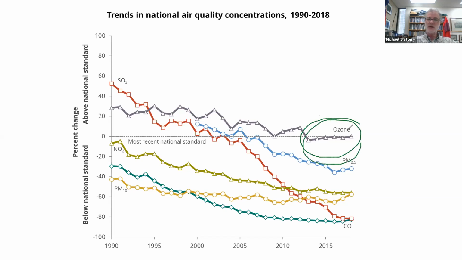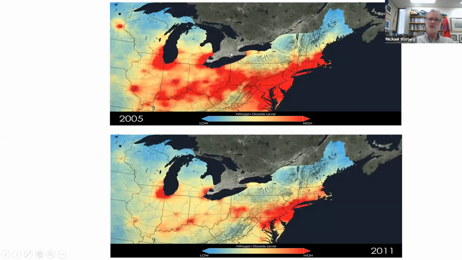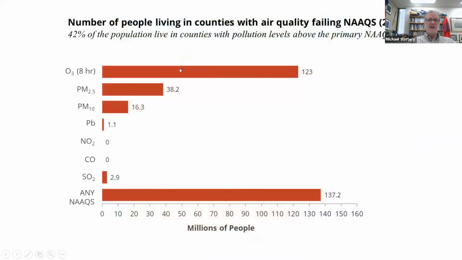So ozone here, Holly, you're right. When you look at 2012 onwards, ozone is the pollutant that we struggle with the most, bar none. Okay, so air quality has improved. Here's an example: this is nitrogen oxides in 2005 and nitrogen oxides in 2011. I've just gone from low to high here to make the point that air quality is improving. You can see less red, better air quality.